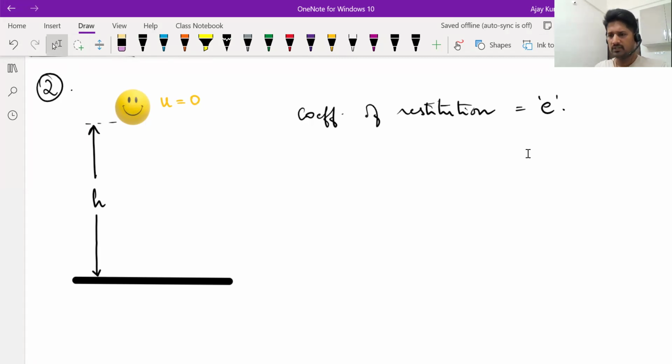Vanilla, can you tell what steps you are going to take? Sir, can you repeat the question? After striking the ground, to what maximum height does it rebound?